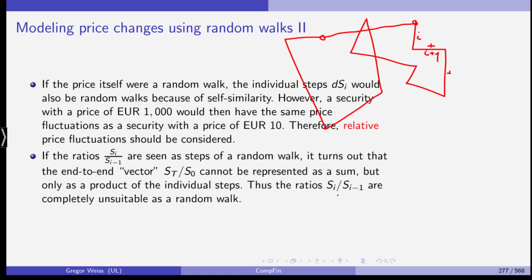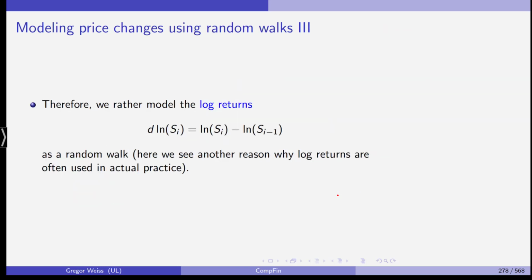Okay, so the solution is quite simple. Instead of using discrete returns, we simply use log returns, returns in continuous time. So we not only take the difference between the prices, we take the difference between the log prices. So this gives us the log of price Si minus the log of the previous price Si minus 1. And then you can see if you take the difference of these log prices, you get the log return, d ln Si. So this is used and modeled as a random walk.